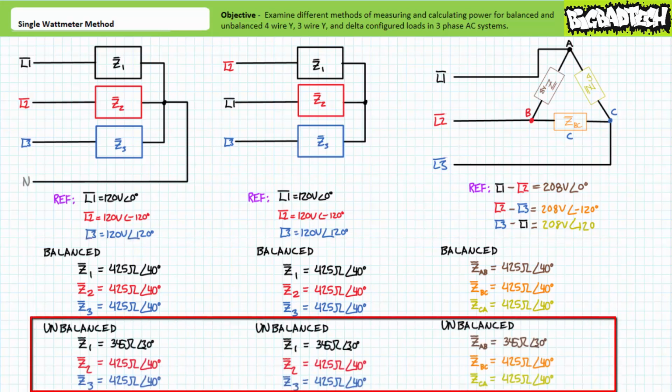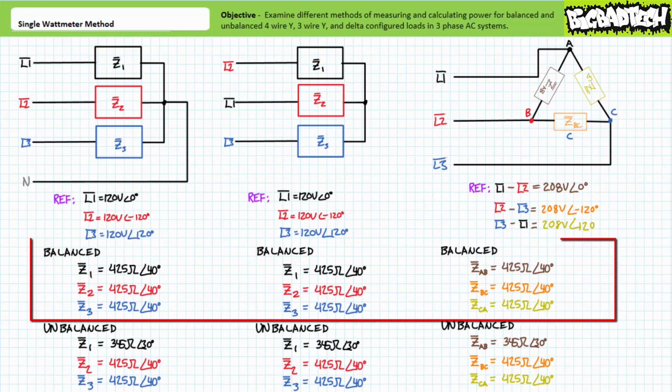Then we modified one of the impedances to 345 ohms at an angle of 30 degrees and analyzed an unbalanced 4-wire Y, an unbalanced 3-wire Y, and an unbalanced delta configuration in the same 60 Hz, 120, 208 volt three-phase AC system. Let's restrict ourselves to the measurement of power in balanced three-phase AC systems for this particular lecture. We'll examine power measurement in unbalanced three-phase AC systems in a later lecture detailing the 2 wattmeter method.